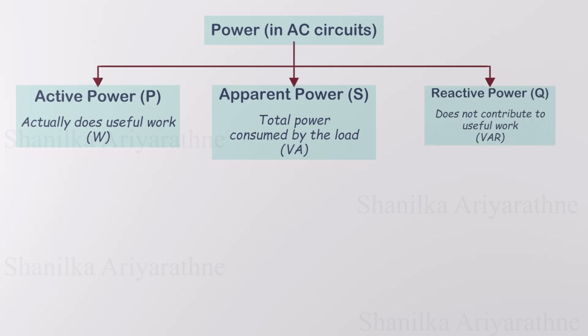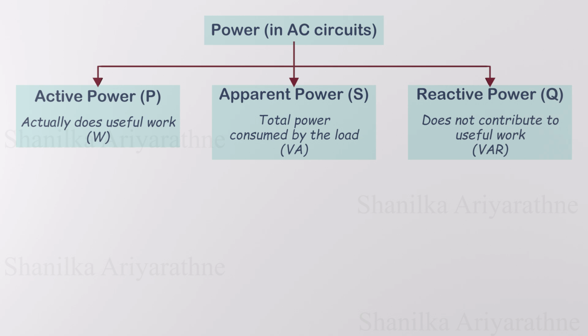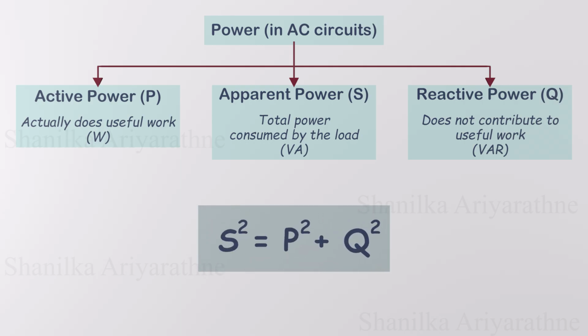And the reactive power, the power associated with the energy exchange between the source and the reactive components of the load. It does not contribute to useful work. We measure it in volt amperes reactive. These three powers are related by a fundamental equation. The square of apparent power equals the sum of active power squared and reactive power squared. This relationship is identical in form to the Pythagorean theorem.